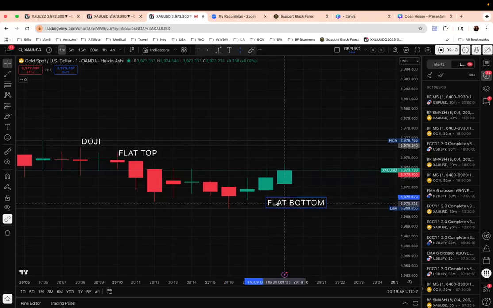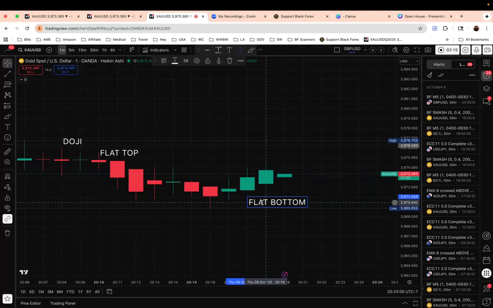If you have four, then 9 times out of 10 that means the market is going to continue to buy. If this candle becomes a doji, then that means that the market is not stable. So we always want to go to the left.